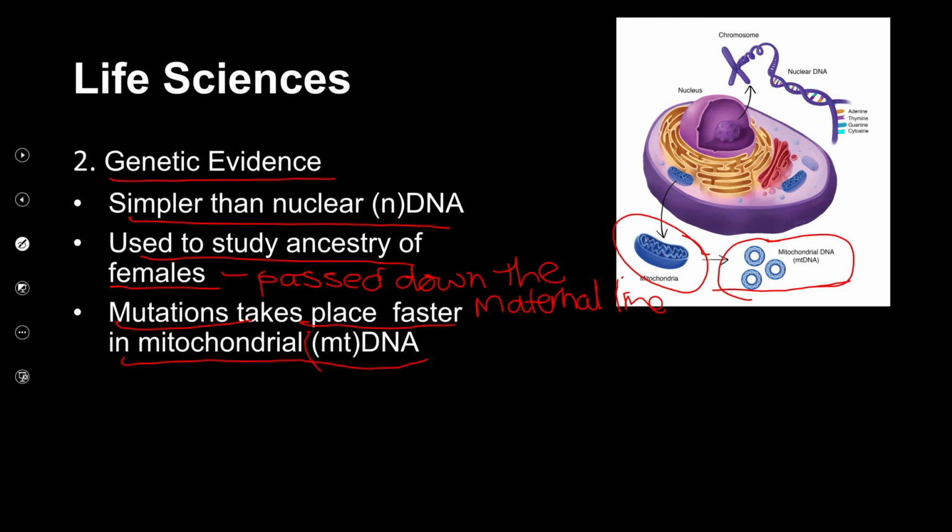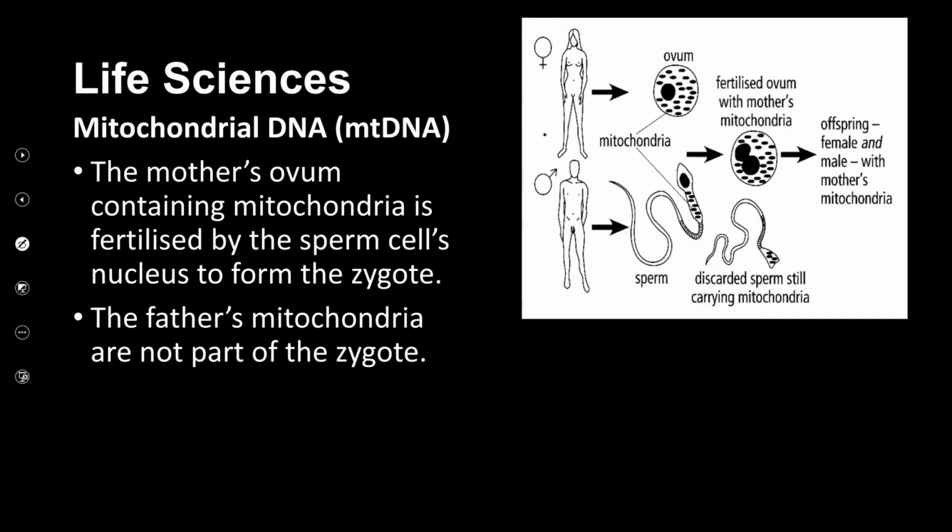And please note how we abbreviate mitochondrial DNA. We put an MT, so we write MT and then DNA: mtDNA. That is what it is known as. Right, so mitochondrial DNA, or mtDNA, comes from the mother's ovum, which contains the mitochondria. When it's fertilized by the sperm cell, it then becomes the zygote. So the mitochondria comes from the mother.